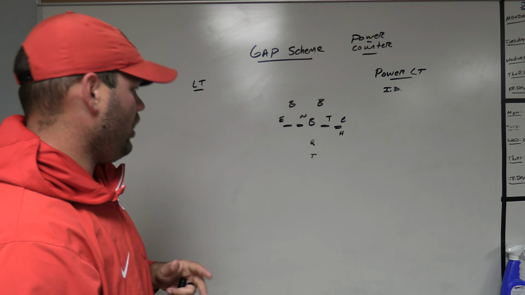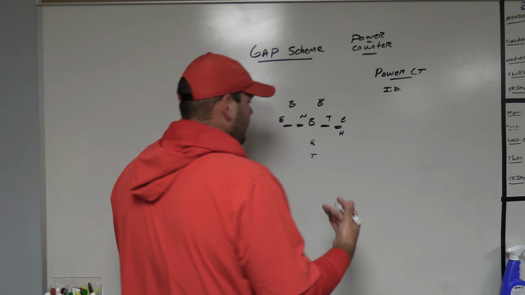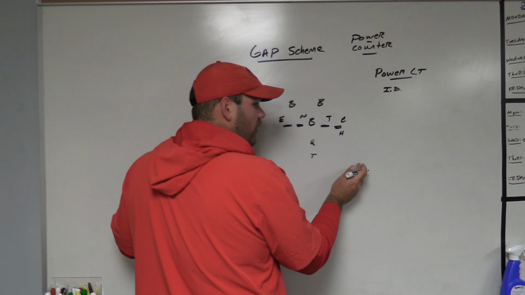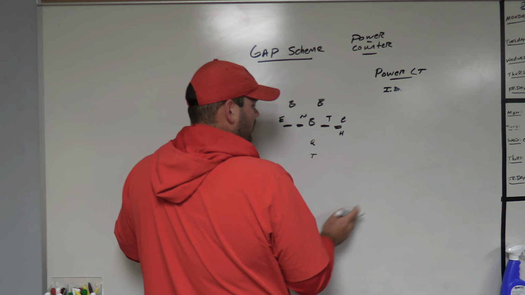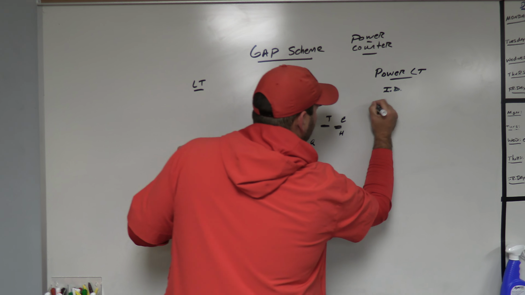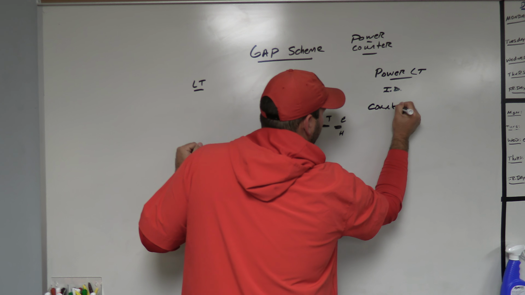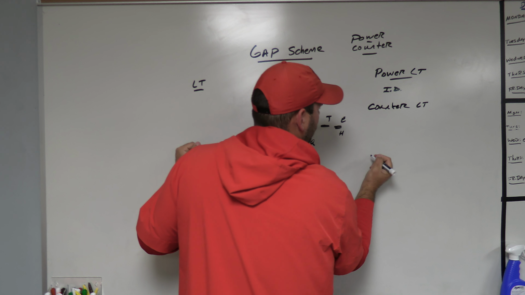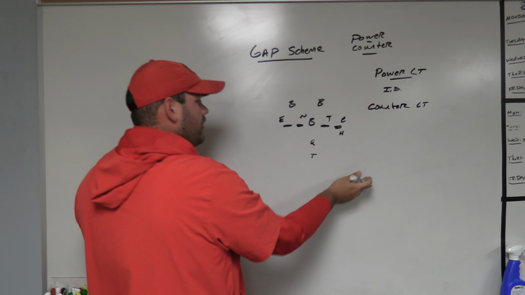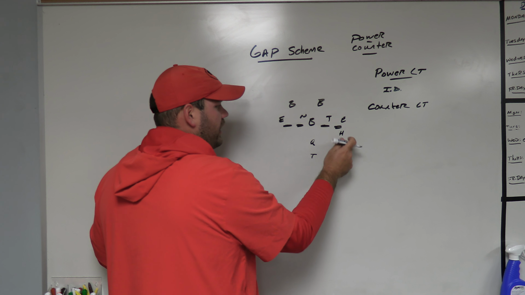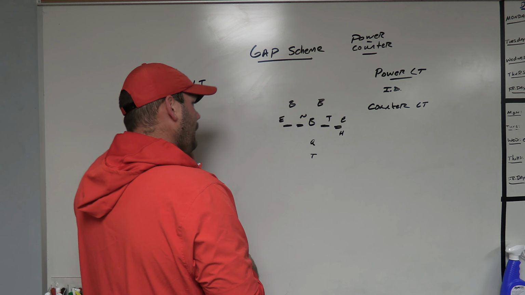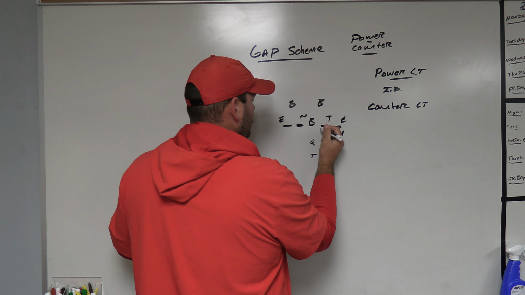All right, their pass and their tracks change, and their techniques change. But we still got a wrapper, we still got a puller, every gap scheme run play. So we're going counter left. Now, guys, there's a million variations of counter, but right now we're talking GH counter. GH meaning guard and the H-back are the puller and the wrapper. No, the kicker and the wrapper, I should say.